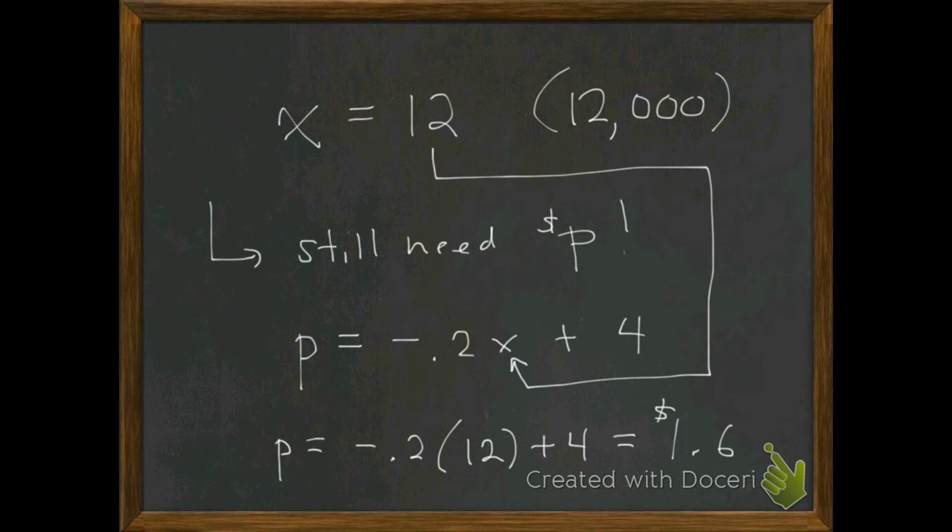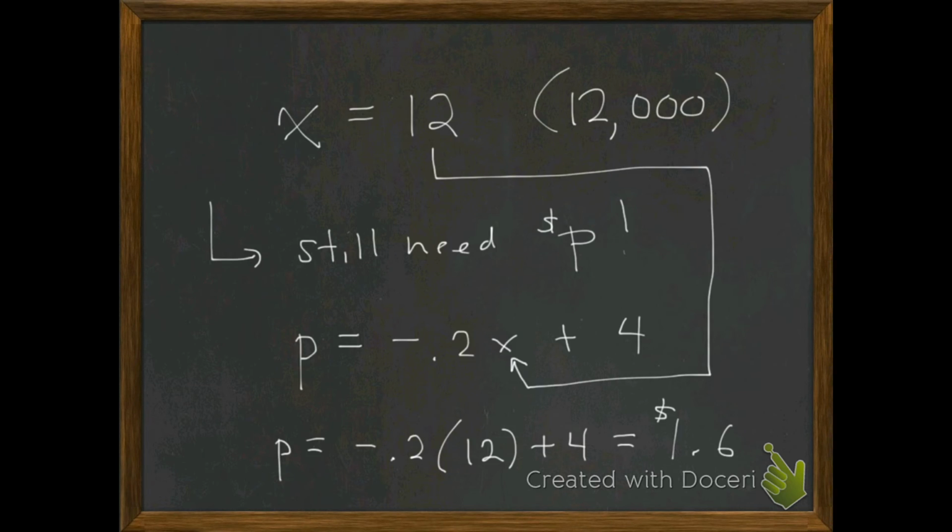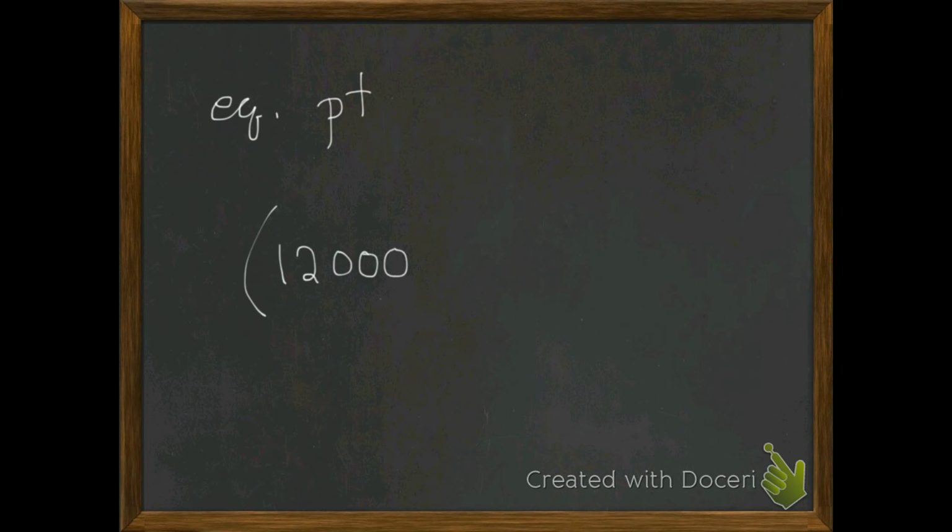And remember, this is a price. So guys, at the end of the day, our equilibrium point will be our x, which was 12,000, right? Yeah. And 1.60.